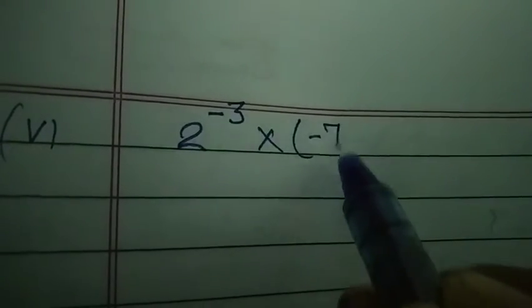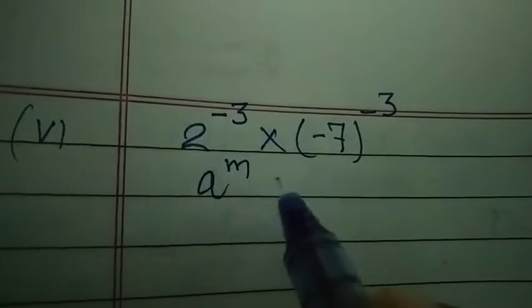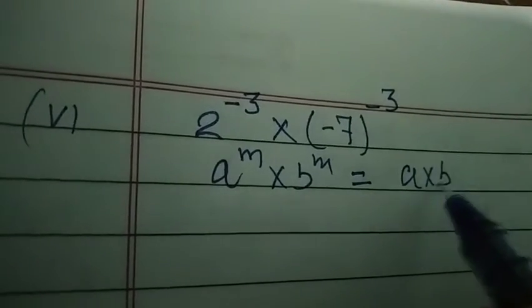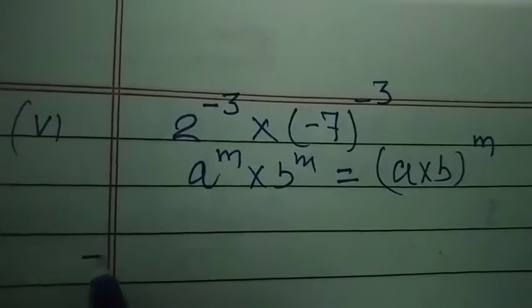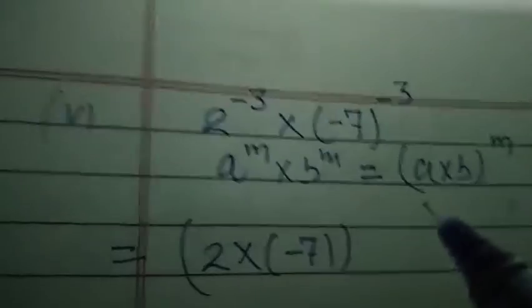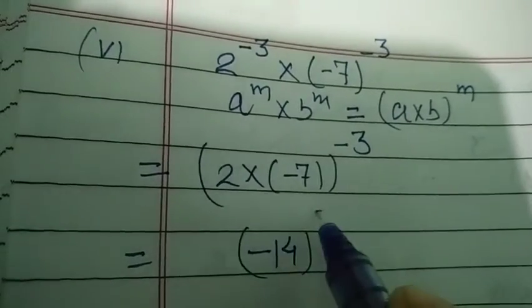Okay, this is the fourth part. Now let's do the fifth part. Fifth part is 2 raised to power minus 3 multiplied by minus 7 raised to power minus 3. Here if bases are different, that means a raised to power m into b raised to power m, then you just multiply the bases and the power remains the same. So bases are different, so just multiply the bases and power will remain same, which is further equal to minus 14 raised to power minus 3.